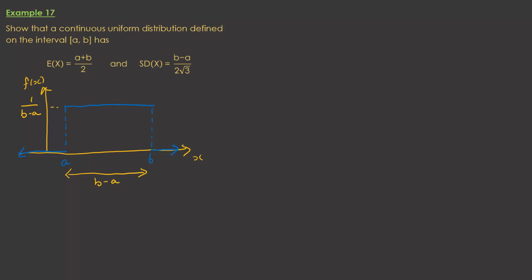Now, because this is symmetric, for this to be (b + a) over 2 is fairly obvious. It's going to be in the middle, and the midpoint of a and b is (b + a) over 2. But let's show that it works by integration as well. So remember, the expectation of x is going to be the integral of x f of x dx for all values of x. So the non-zero values of x are a to b.